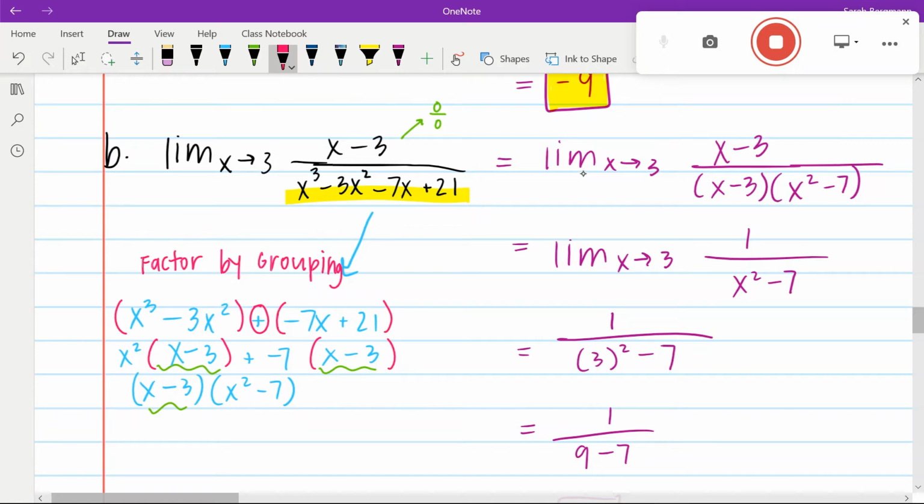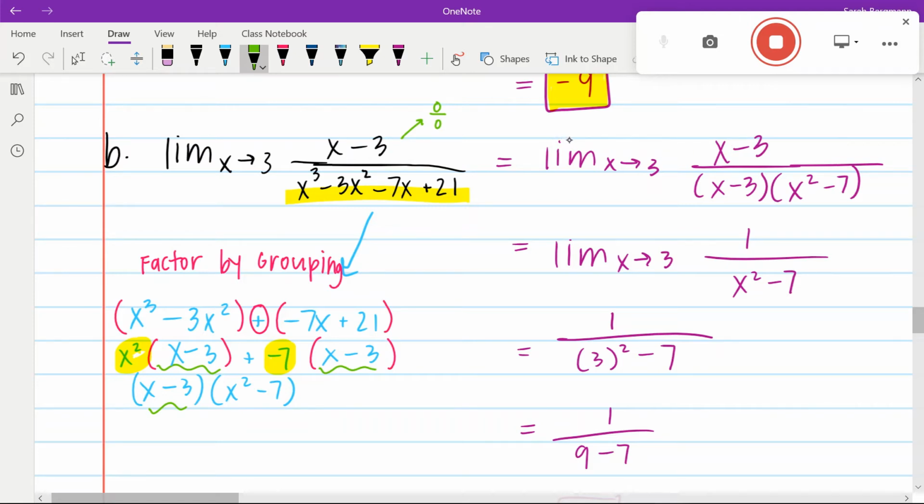Once you group them up, you take the greatest common factor out of each group. So out of my first group, I can take out x squared, because the greatest common factor of x cubed and negative 3x squared is x squared. In my second group, my greatest common factor is negative 7. Whatever you're left with after you take out the greatest common factors should be the same. So, for example, x minus 3 is the same as x minus 3.